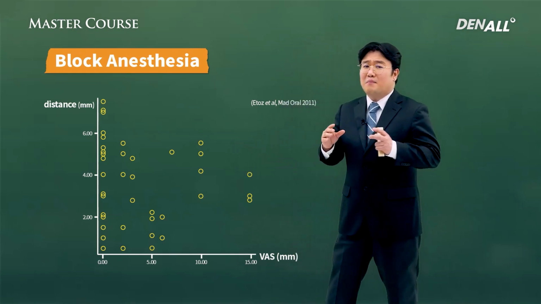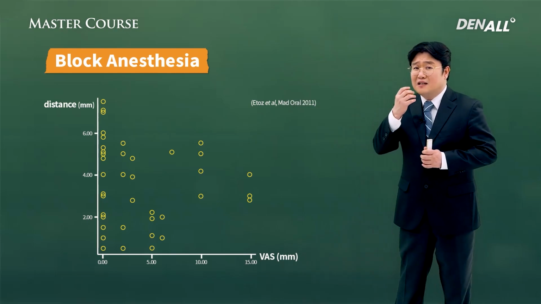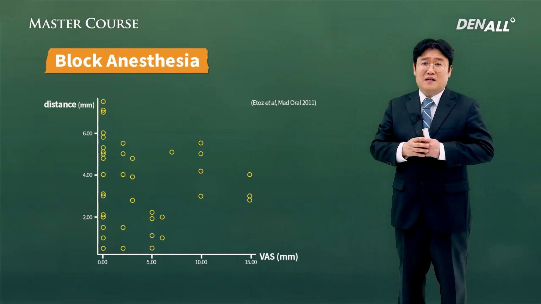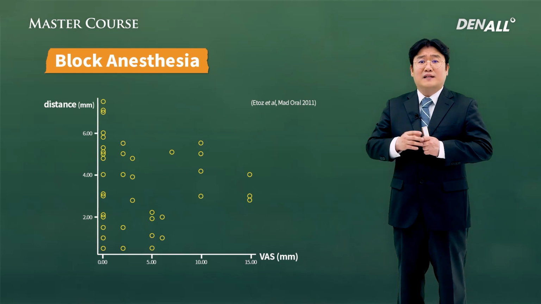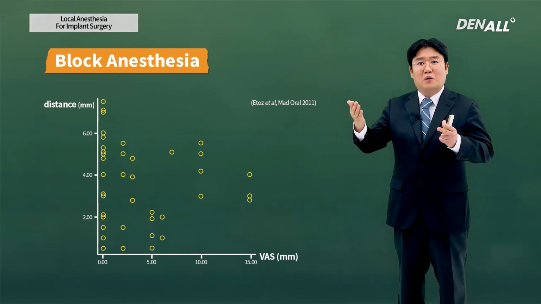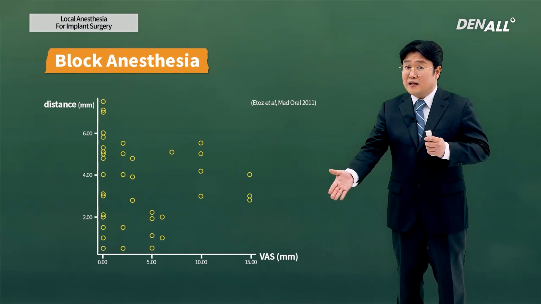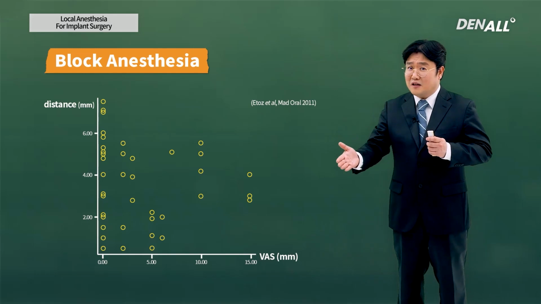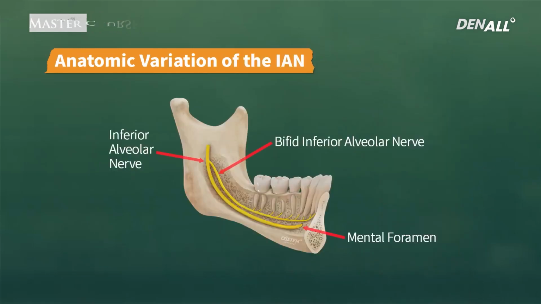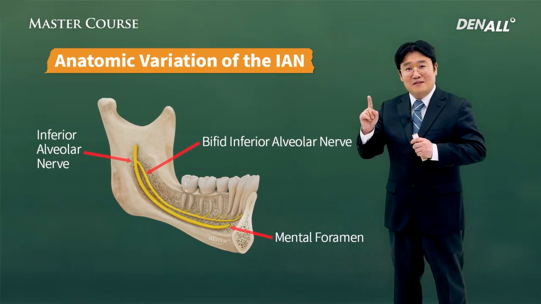The depth of the anesthesia and what a patient really feels, there is a difference between the two. A patient can feel something even when it is far away, and a patient doesn't feel anything even when it is near the nerve. That's according to a paper. Recently, it was revealed that the inferior alveolar nerve is not just one strand.